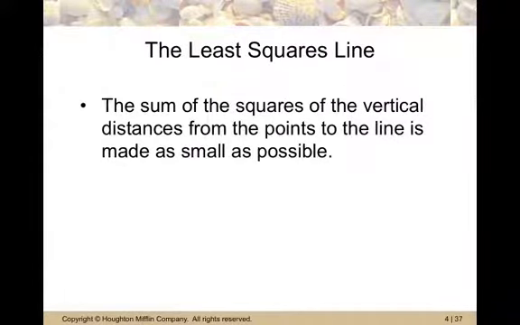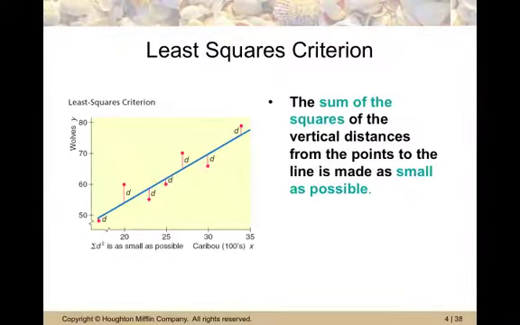Because we want to make the sum of the squares of the vertical distances from the points to the line as small as possible. You may be going, I cannot even think of what you're trying to say. Well, let's look. Let's consider a situation where we're looking at the number of caribou, in hundreds of caribou, and the number of wolves in some grassland area.